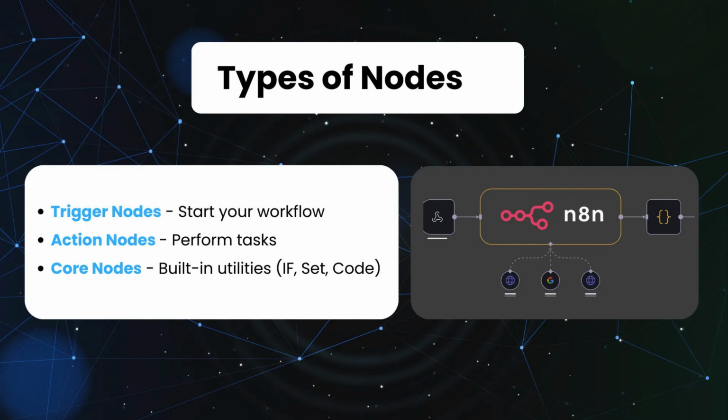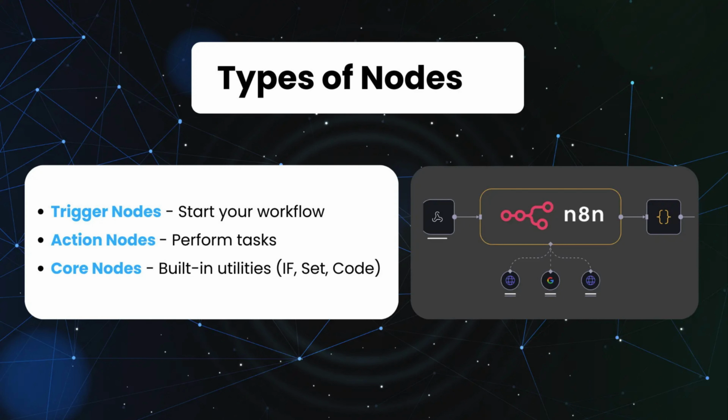Types of nodes. There are three main types of nodes you will use. Trigger nodes. These start your workflow, like when I receive an email or every day at 9 a.m. The action nodes, these do the actual work, like sending messages or updating a database. And core nodes, these are n8n's built-in utilities. Things like if conditions, set data, or code nodes. Don't worry about memorizing this. You will learn as you build.